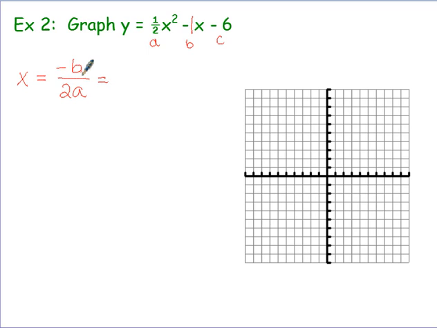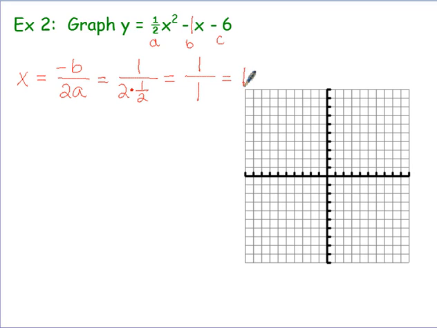The opposite of b, the opposite of negative 1 is positive 1, over 2 times a is 1/2. Do the bottom part first. 1 divided by 2 times 1 divided by 2. That's what you type in the calculator. Your calculator should tell you it's a 1. And 1 divided by 1 is 1.